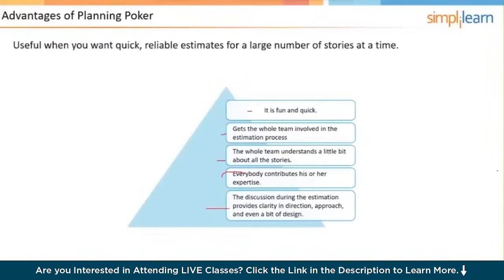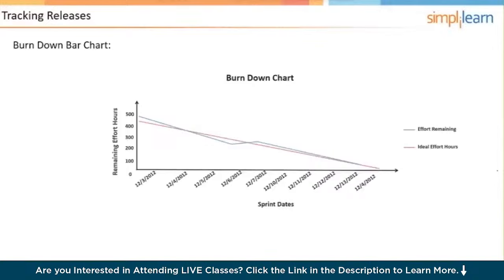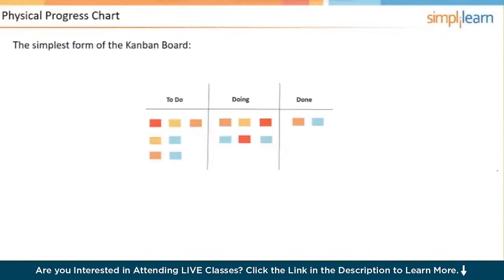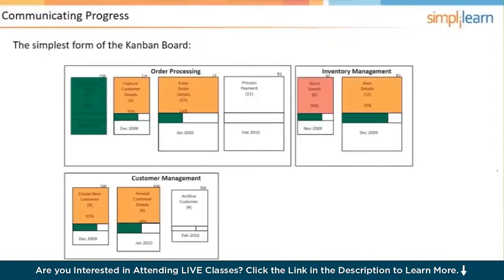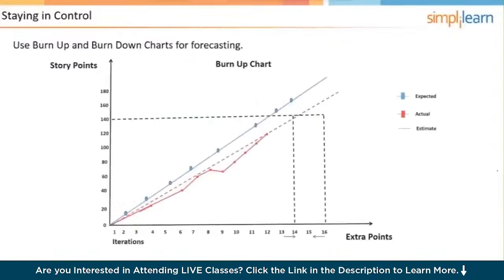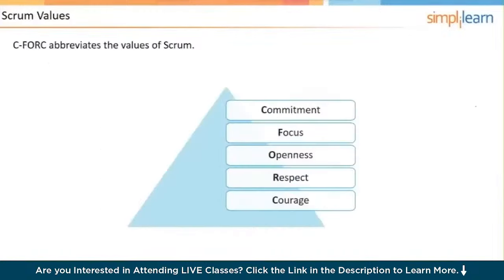And let's see, affinity estimating, we go through that. We're going to talk about tracking progress using information radiators. And then we're going to talk about what we do when we find variances between the plan and the actual results, and then we'll have our quiz. Now let's talk about the values of Scrum.